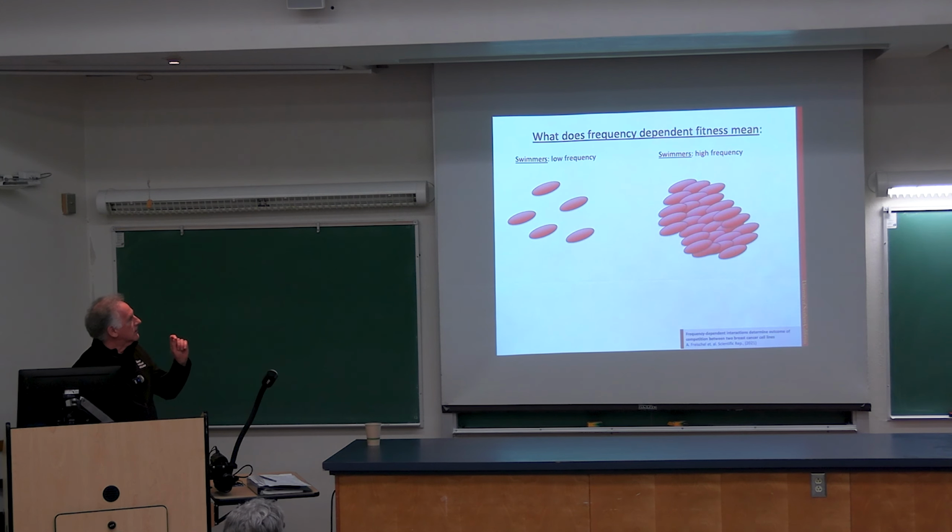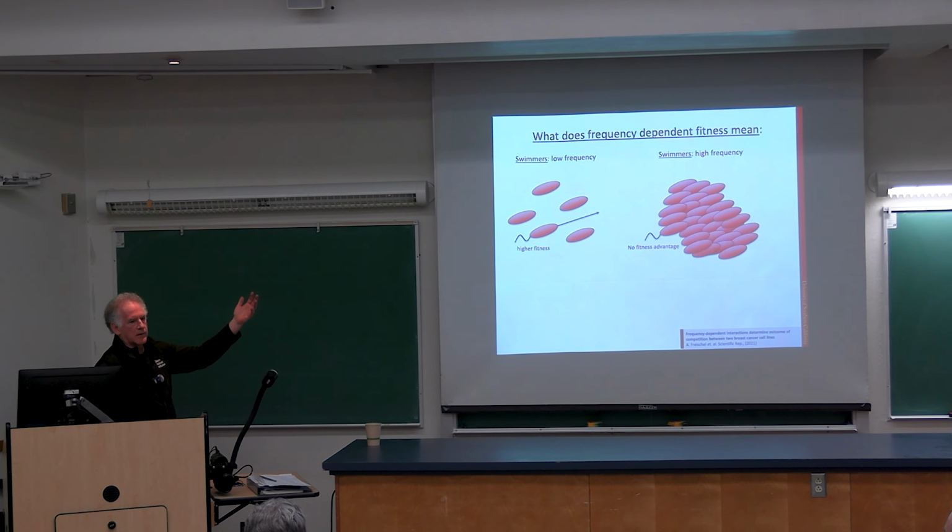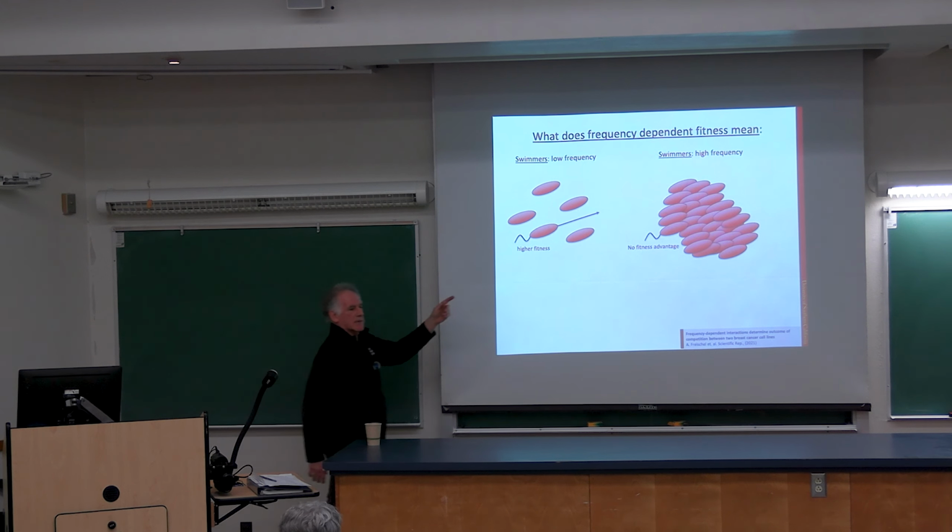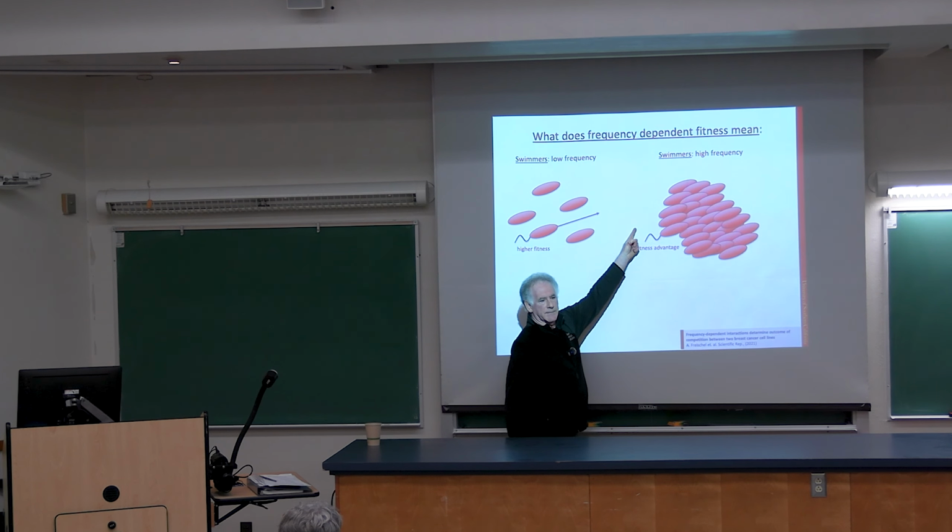Okay, so let me just mention what I mean by frequency dependent, just so it's clear why it's so important in biological problems. So imagine swimmers. Let's say you have a low frequency population of swimmers, and then you have a high frequency population of swimmers. And then all of a sudden, one of the swimmers has a mutation and develops a tail, which gives it higher fitness, because it can swim faster and get to its target faster. But that same mutation in a crowded population gives no fitness advantage whatsoever. So it depends on how crowded the population is. That's frequency dependent fitness. It doesn't assume that they're all competing for limited resources. Let's just say they're all going after, let's say these are sperm cells, and they're all going after an egg.